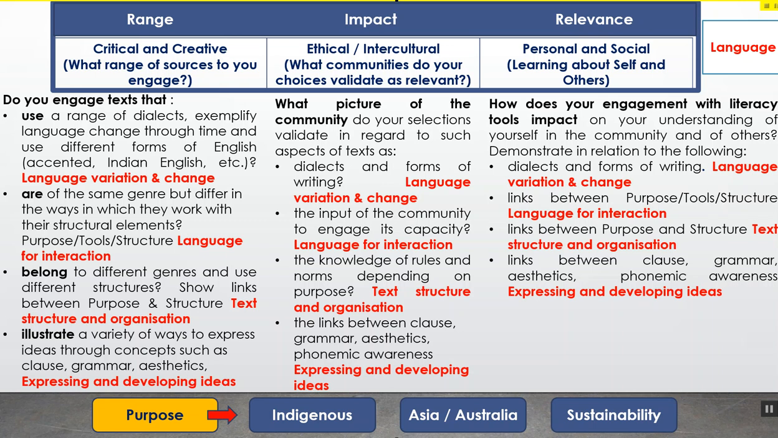So in terms of language variation and ethical and intercultural, if you were using indigenous recipes, what do they look like? Are they translated into English in order to make them look like English? And I don't know how originally indigenous people actually construct recipes. I have no idea. I'm so far away.